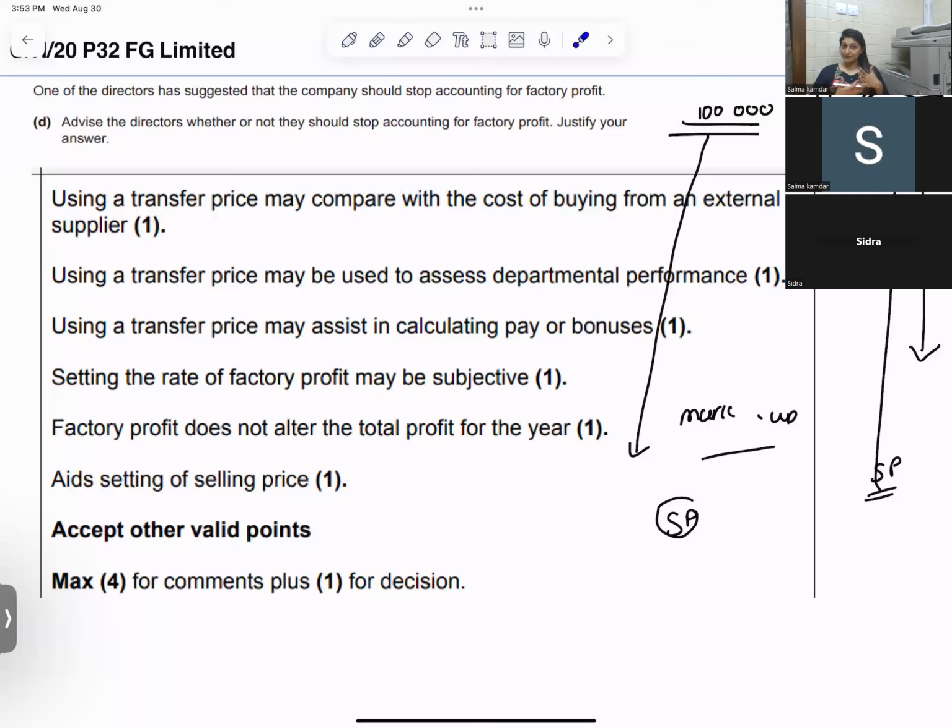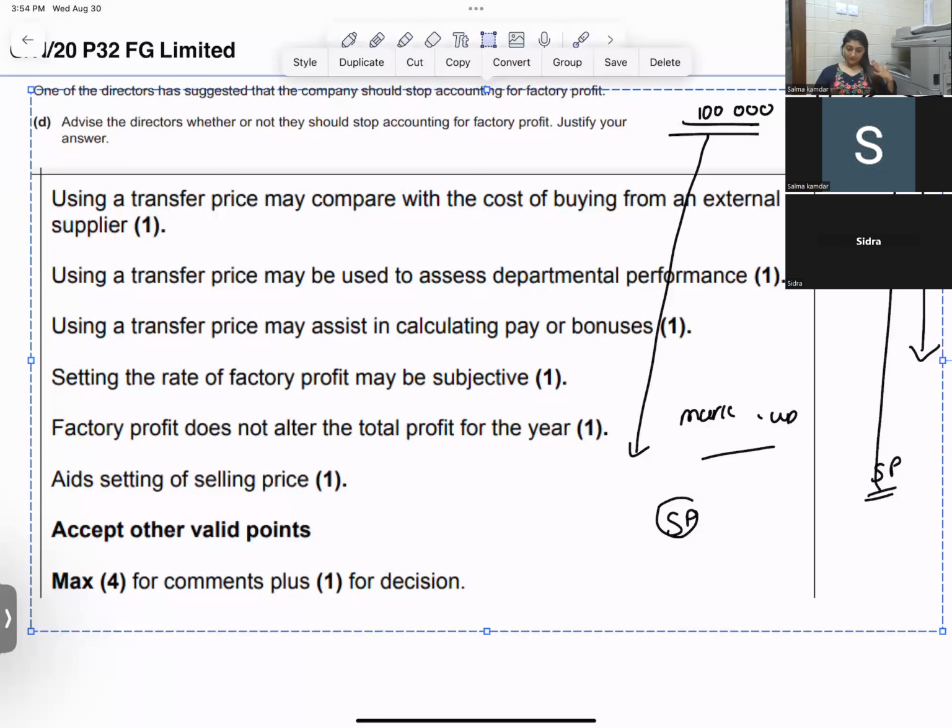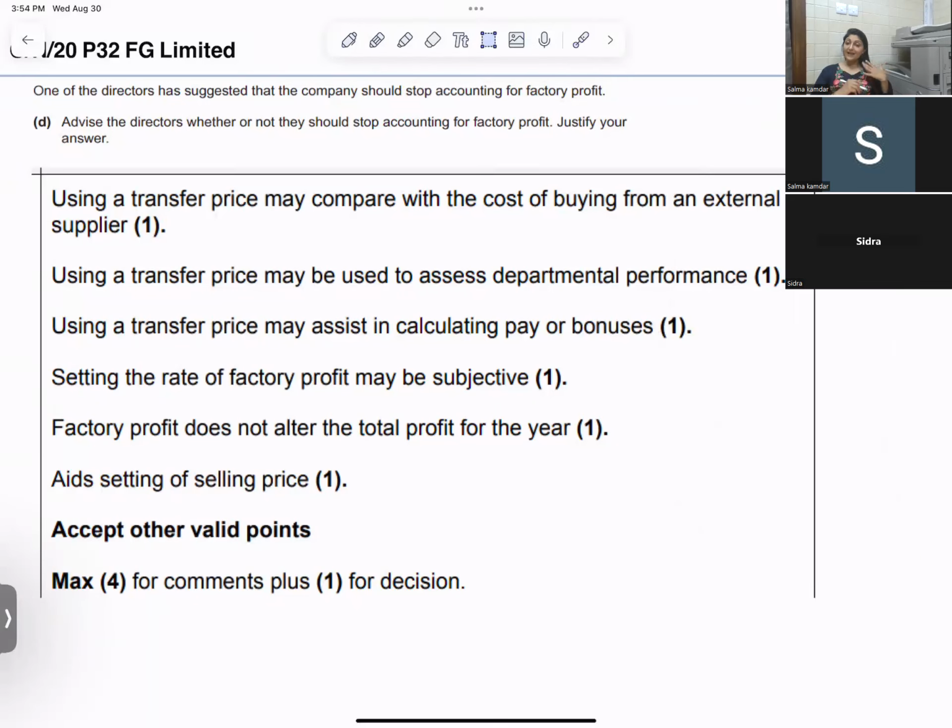Advise whether they should stop accounting for factory profits or not. So yeah, you should not stop accounting for it. Why? Because it helps you in the overall business. You can know if your business is efficient. It will help you to compare prices with the external ones. No, sorry, as in whether your manufacturing department is efficient.